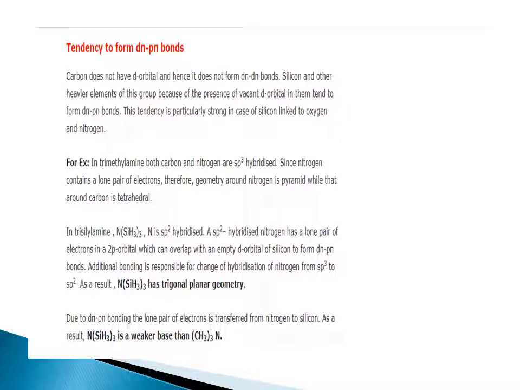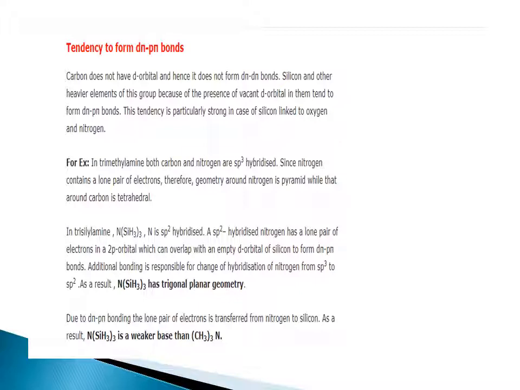trisilylamine, that is N(SiH3)3, nitrogen is sp2 hybridized. An sp2 hybridized nitrogen has a lone pair of electrons in a 2p orbital, which can overlap with an empty d orbital of silicon to form d-pi-p-pi bonds. Additional bonding is responsible for the change of hybridization of nitrogen from sp3 to sp2. So trisilylamine will have trigonal planar geometry.